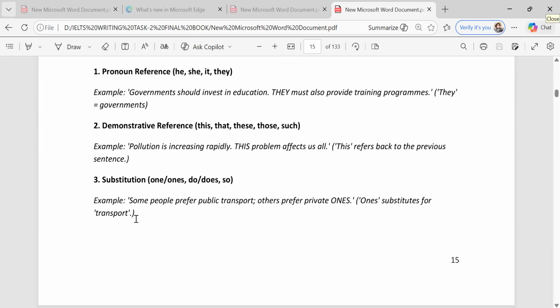And then you can also use substitutions like one, ones, do, does, so, etc. Some people prefer public transport, clear? Others prefer private ones. Can you see private ones? Instead of using transport again, I tried to substitute it with ones for transport. What if a student writes, some people prefer public transport, others prefer private transport? No, the examiner doesn't like that. So instead of that, I use what? Ones.